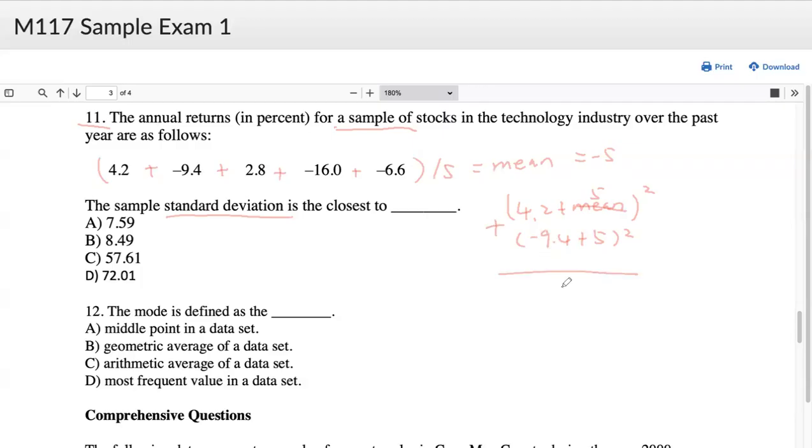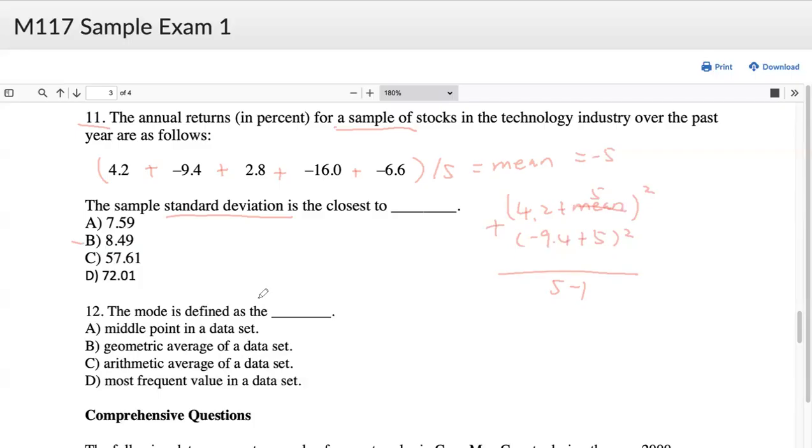Then we divide by 4, right? Because it's 5 minus 1. Because it's 1, 2, 3, 4, 5. I have 5 of them. And we know this is a sample, so we divide by 4. Then we take the square root. And remember the answer is 8.49. Right.